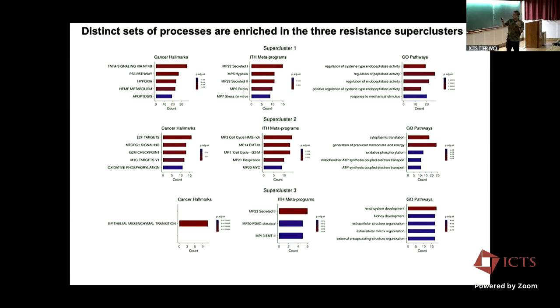Okay, this is also just, don't read it, just to show that in each of the superclusters, we looked at the enrichment of various gene signatures. And there's a lot of variety, right? This is the only one that is enriched for cell cycle. These 2 are not, and so on and so forth.